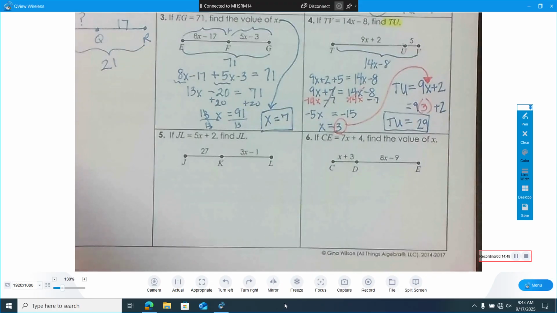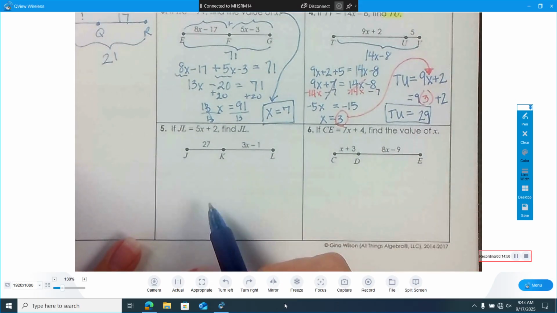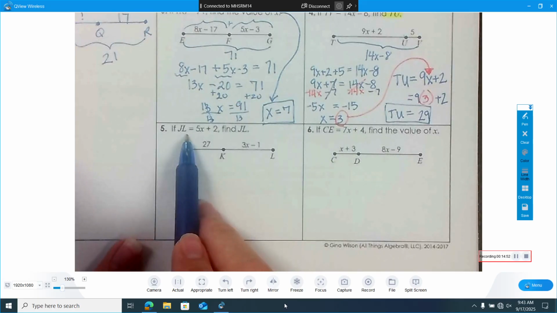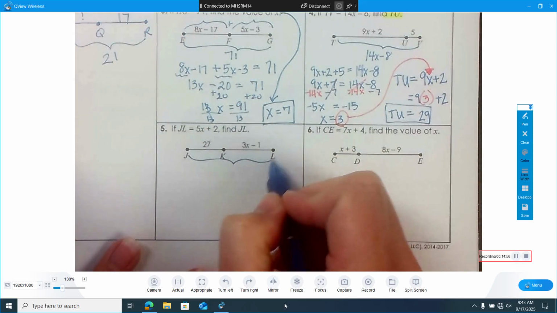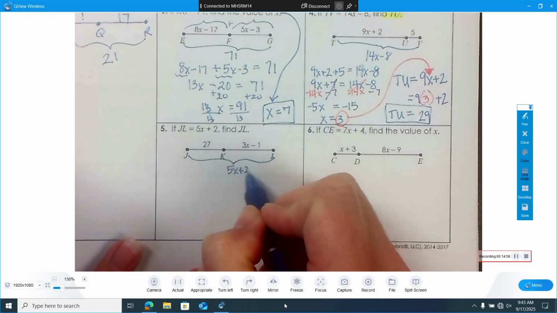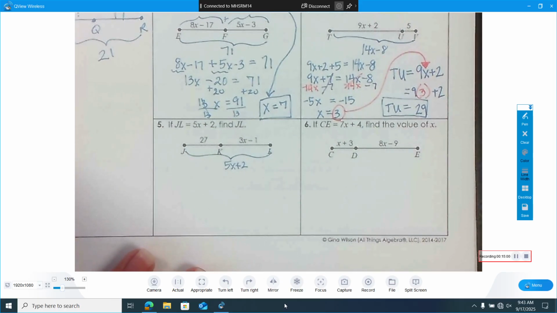Let's do number 5. JL is the whole thing, 5x plus 2. So I have some little pieces and I have a whole. What's my setup going to be?